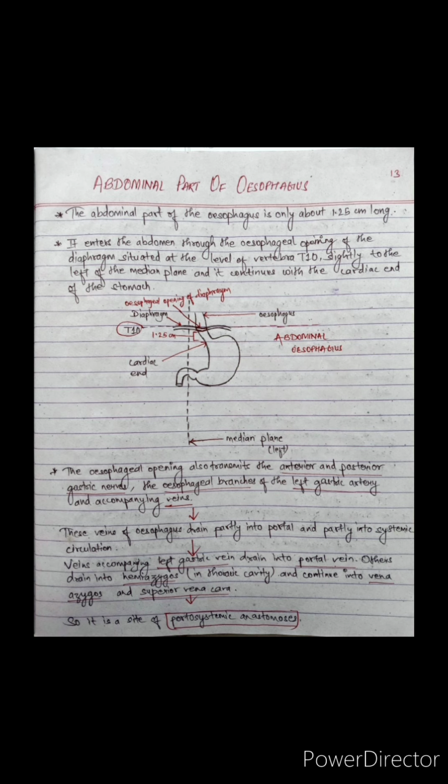The esophageal opening also transmits the anterior and posterior gastric nerves, the esophageal branches of the left gastric artery, and accompanying veins. These veins of esophagus drain partly into portal and partly into systemic circulation. Veins accompanying left gastric vein drain into portal vein. Others drain into hemiazygos in thoracic cavity and continue into vena azygos and superior vena cava, so it is a site of portosystemic anastomosis.